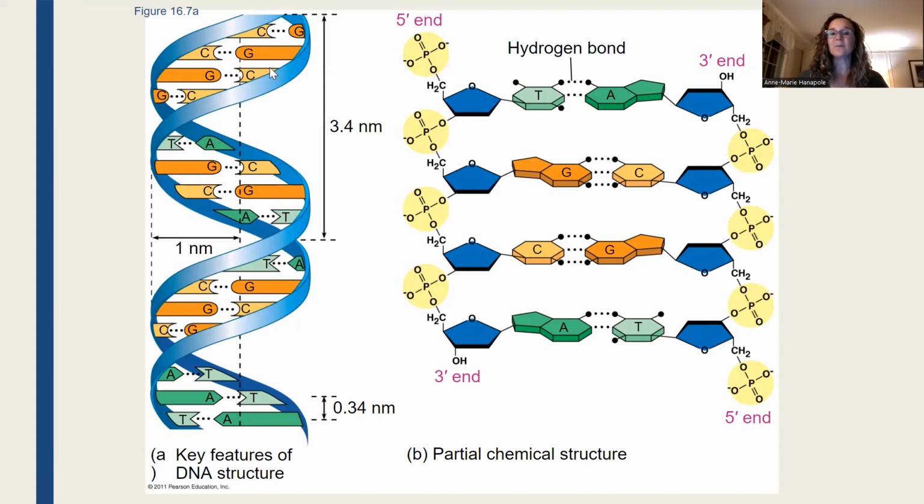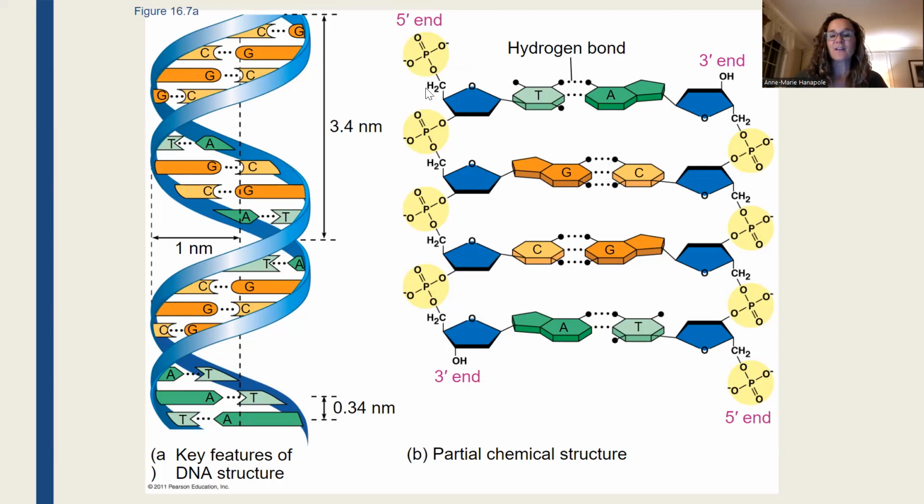But they are anti-parallel. So the left side runs 5' to 3' if you're going from top down. And then on the other side, again, going from top down, this end goes 3' to 5'. And how you can tell which end is which, if you look at the bottom down here, this bottom is closest to carbon number 3. And that's what makes that the 3' end. If you look at the top up here, that top is closest to that phosphate group, which is attached to carbon number 5. So that makes that end the 5' end.